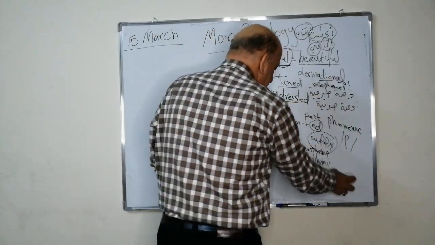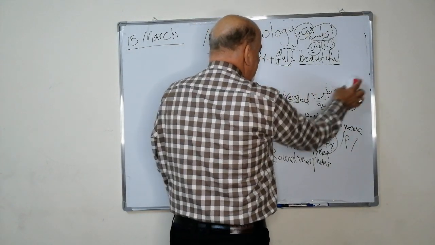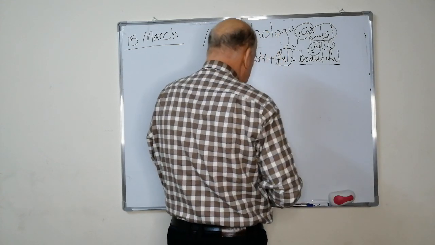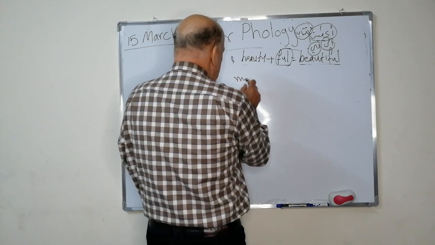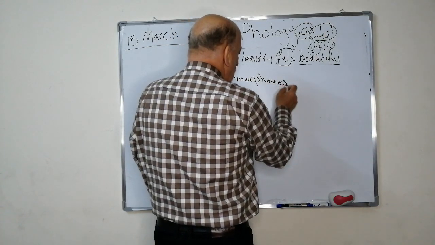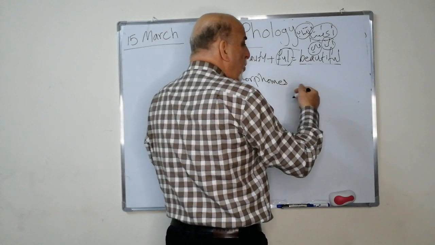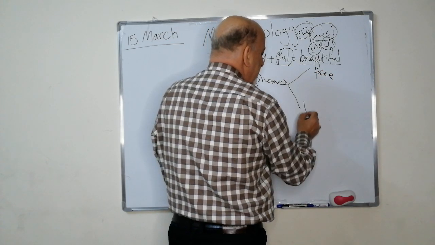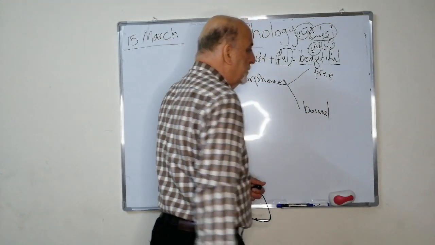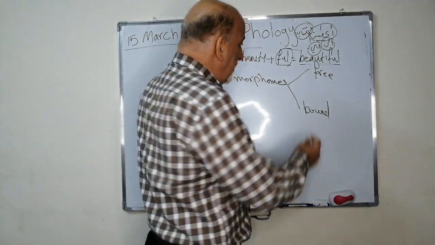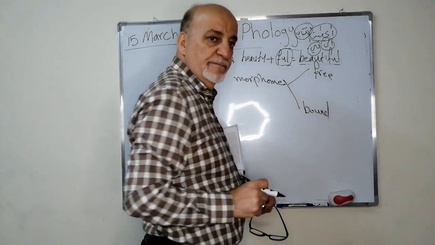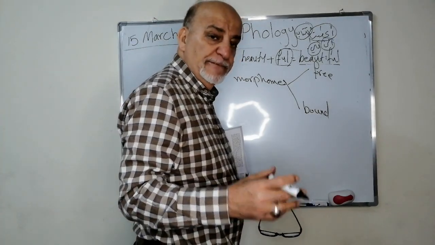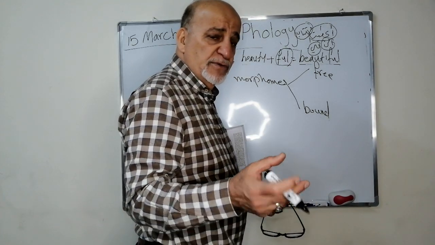So now I can do this: morphemes. Whether they can stand on their own or they cannot, I can classify them as free and bound. This is the first thing. Now, free morphemes are like words. Bound morphemes are like words in terms of lexical meaning or in terms of grammatical function.